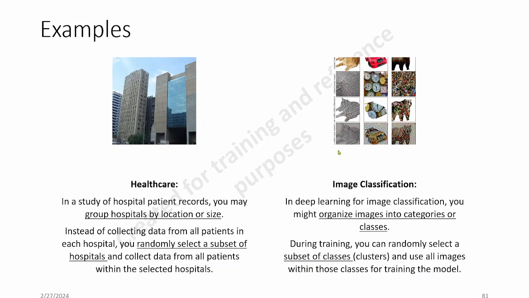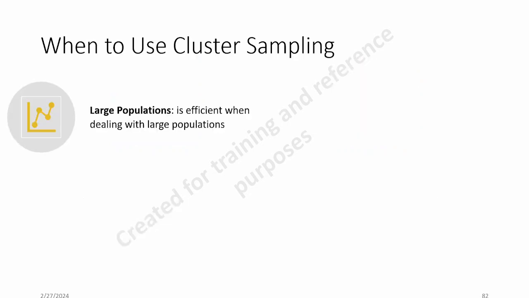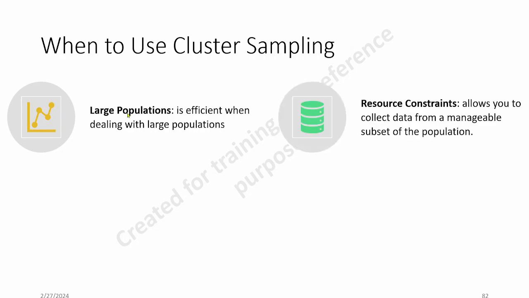Likewise, say you have images organized into categories. Within those categories, randomly pick some categories, and then from the chosen categories, we pick all the samples. So when to use cluster sampling? When you have a large population, it is very efficient. And of course, when resources are a problem, then you look at cluster sampling.